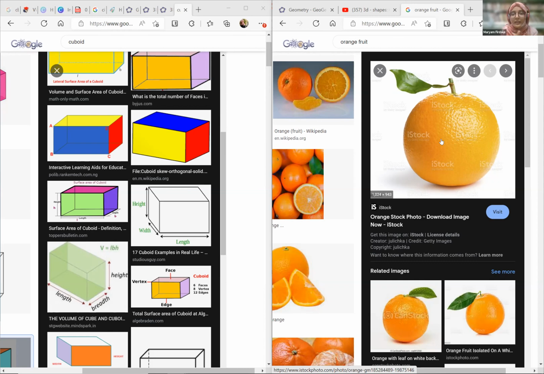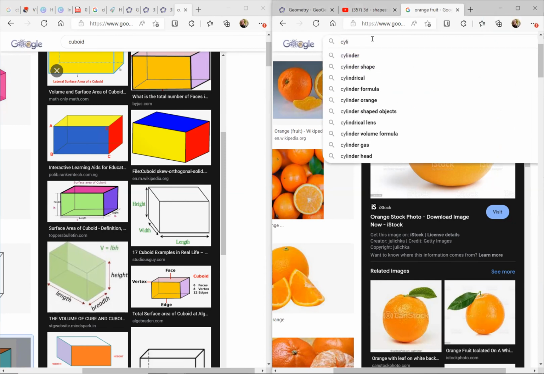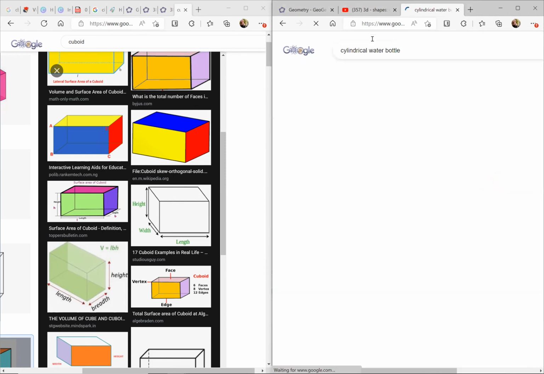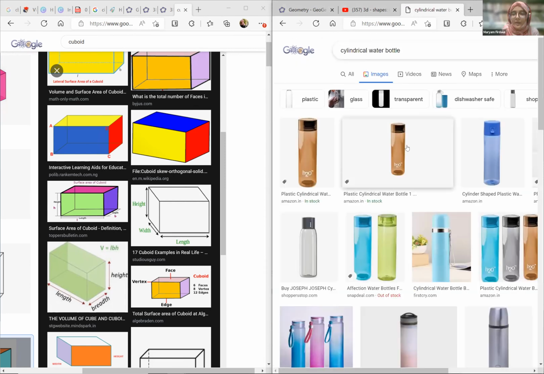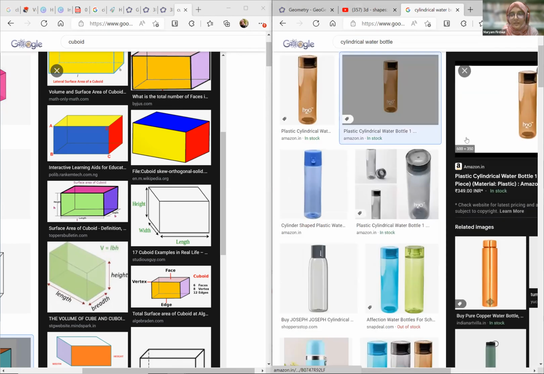Now, have you seen a cylinder? Do you know what is a cylinder? A cylindrical shape. Can you name anything that is cylindrical around you or in your house? The cylinder, like the gas cylinder. Yes. Anything else? A perfume bottle. Okay, take a look at this. What shape is this? Cylinder. Yes, it is a cylinder.